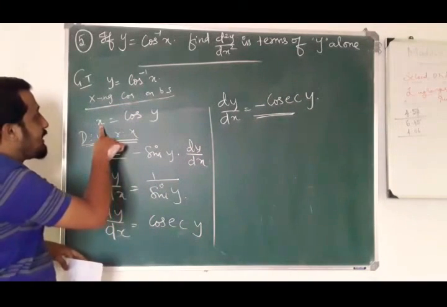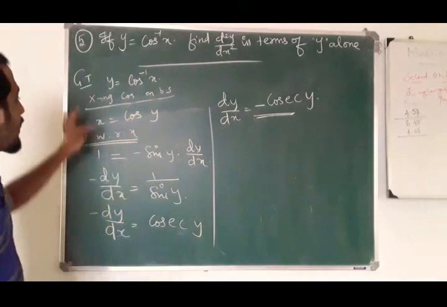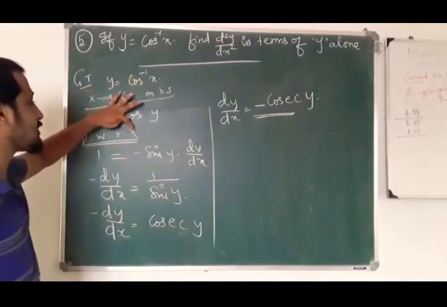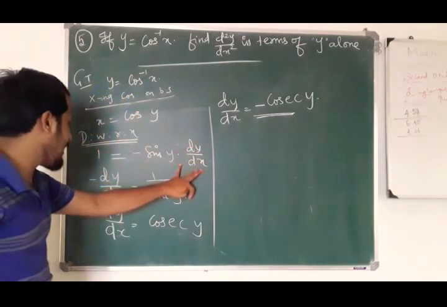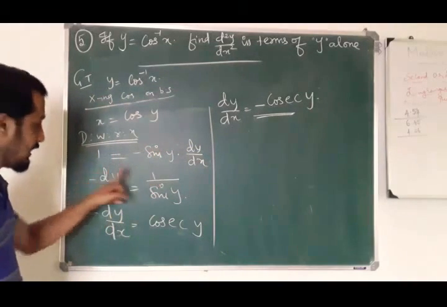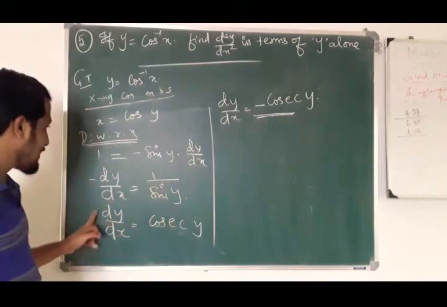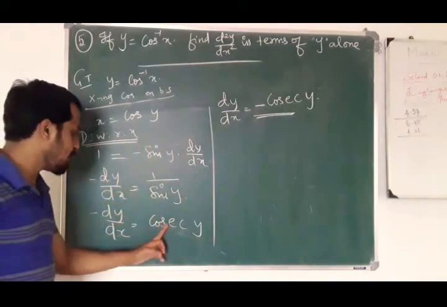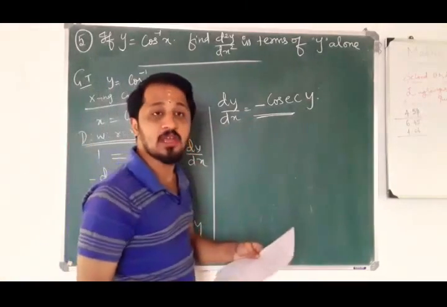So first I am writing y is equal to cos inverse x, multiplying with cos on both sides. You will get x is equal to cos y, then differentiate with respect to x on both sides. 1 is equal to minus sin y dy by dx. Dy by dx is equal to 1 by sin y, the sin y goes to this side. 1 by sin y is nothing but cosecant y. So minus dy by dx is equal to cosecant y. This minus will change to minus cosecant y.